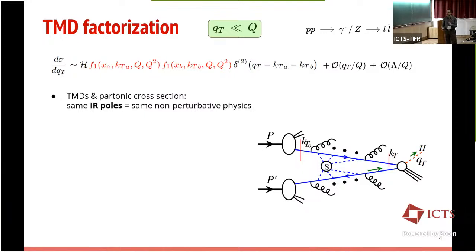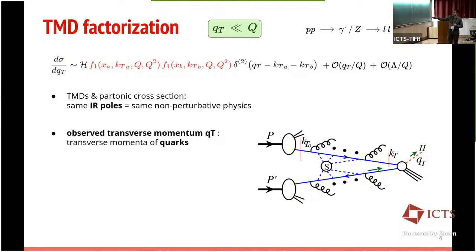So the physical meaning is the following. For factorization to hold, the expression on the right and the expression on the left have to have the same infrared physics. So the infrared poles on the right and on the left have to be the same. For factorization to hold, the TMDs should describe and encode the non-perturbative physics that you have in your observable. The observed transverse momentum QT, which is, for example, the transverse momentum of the photon or the lepton pair, is accounted for by the transverse momentum of the two quarks.